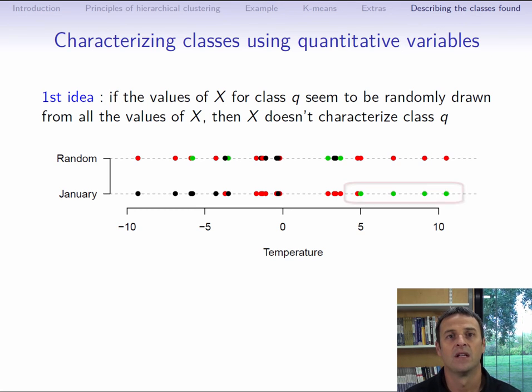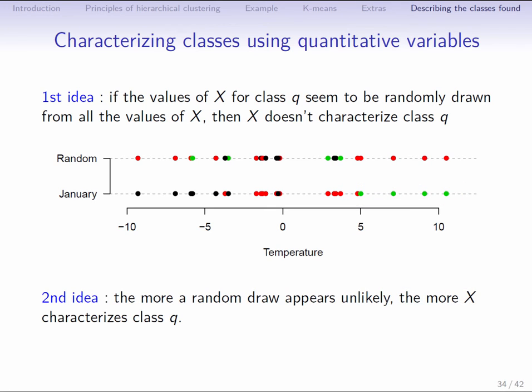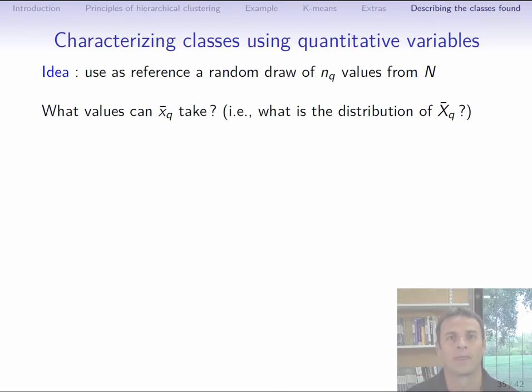For instance, January seems to characterize well the green class by the fact that its points take all the most extreme values to the right. We can also consider that the more our random draw appears unlikely, the more x characterizes the class Q. So how do we go from this intuitive idea to a real statistical test?